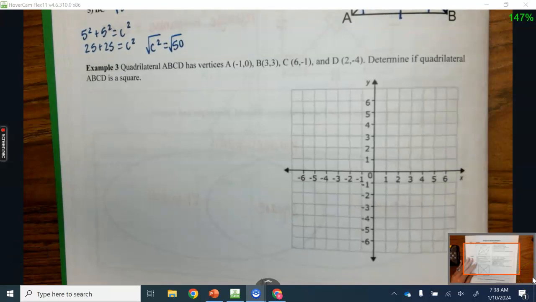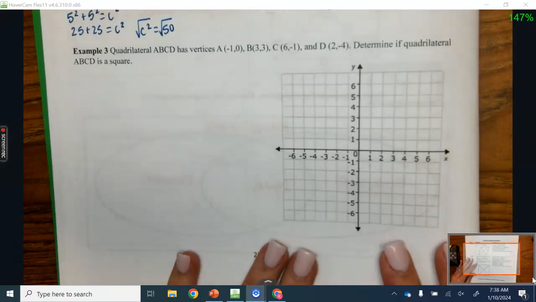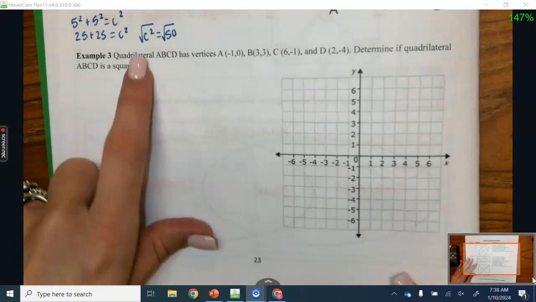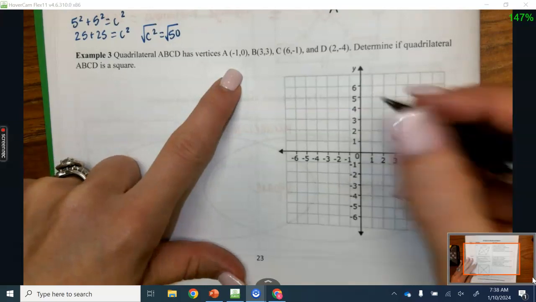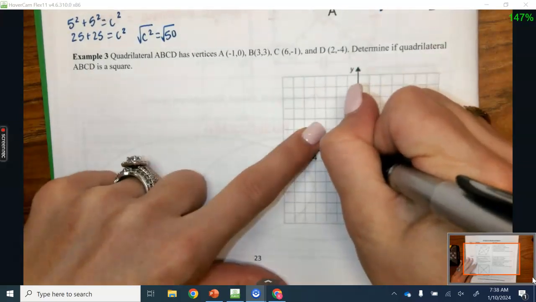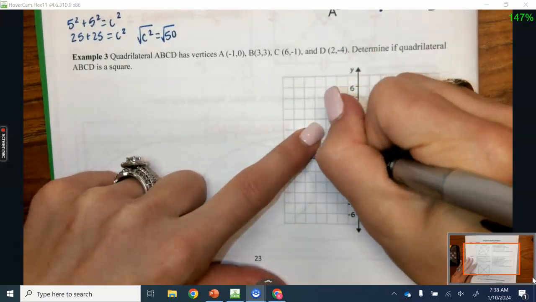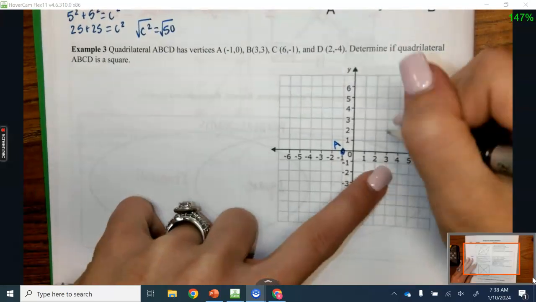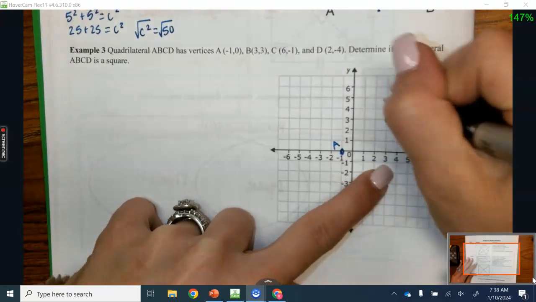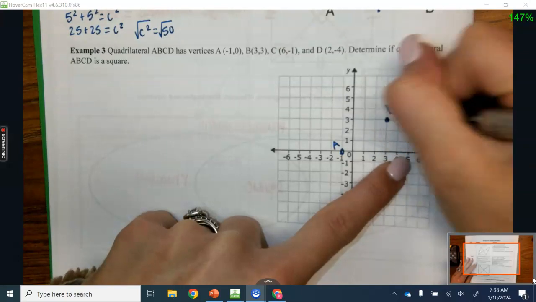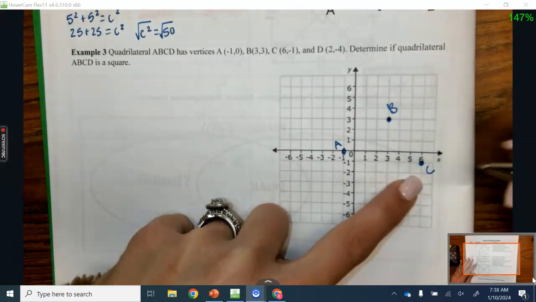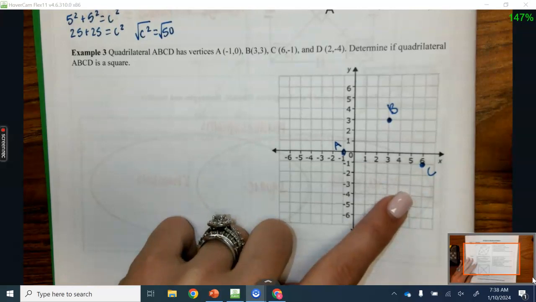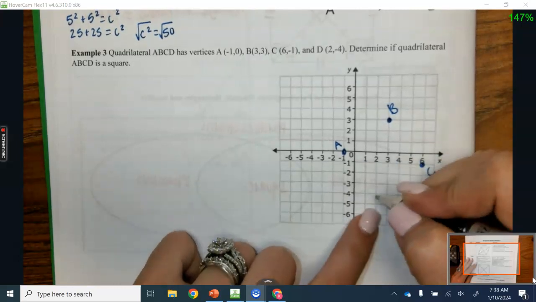Okay, so example 3, last little bit of our rhombi and square notes. It says quadrilateral ABCD has vertices at A (-1, 0). Okay, so here's A. B is at (3, 3). Here's B. C is at (6, -1). And D is at (2, -4).